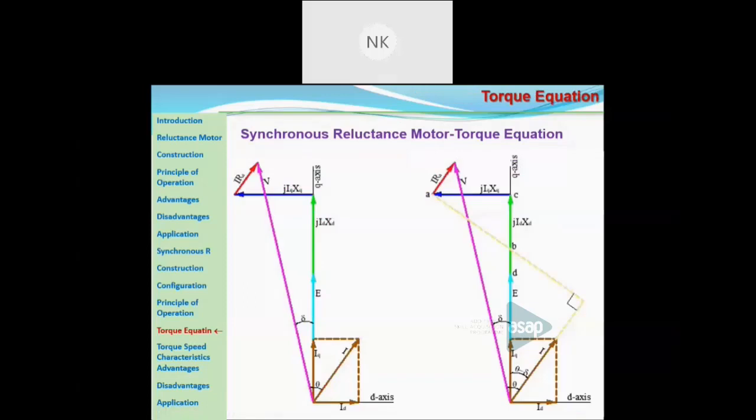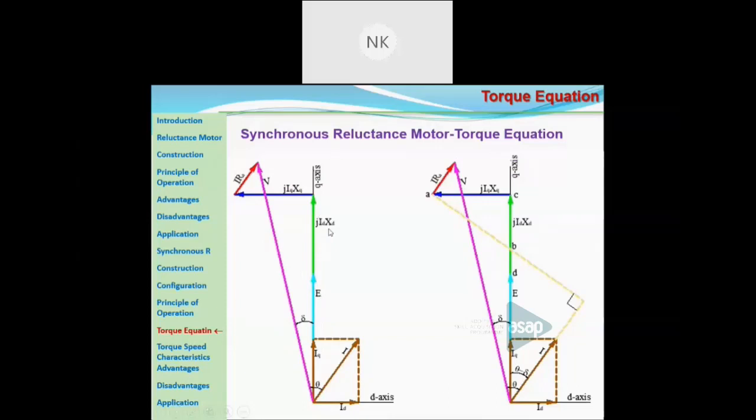And the synchronous reluctance motor torque equation, this is the phasor diagram. As you can see, the main current, the stator current, can be divided into two components, one along the D-axis and one along the Q-axis. So this is ID and this is IQ. And we are having an EMF E, and the resultant voltage will be the phasor sum of E, the EMF, plus you can see this green color, that is jIDXD.